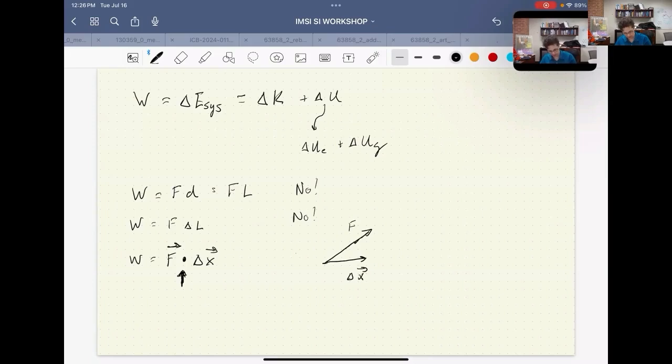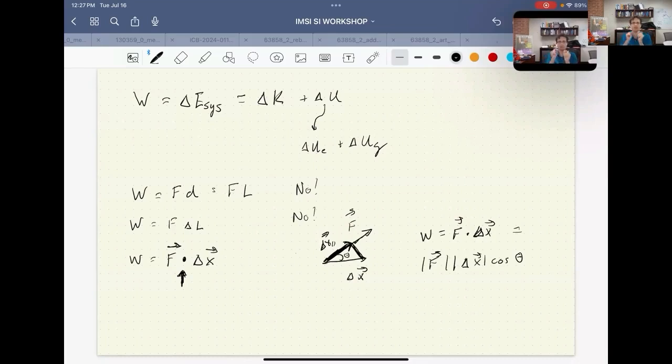So actually what you're looking at here is the only part of delta x that contributes to the work with F is the part that lies along this axis here. And if we look at it mathematically, then work is going to be equal to the dot product of the change in X and F, which equals the magnitude of the force times the magnitude of the change in X times the cosine of the angle between them.